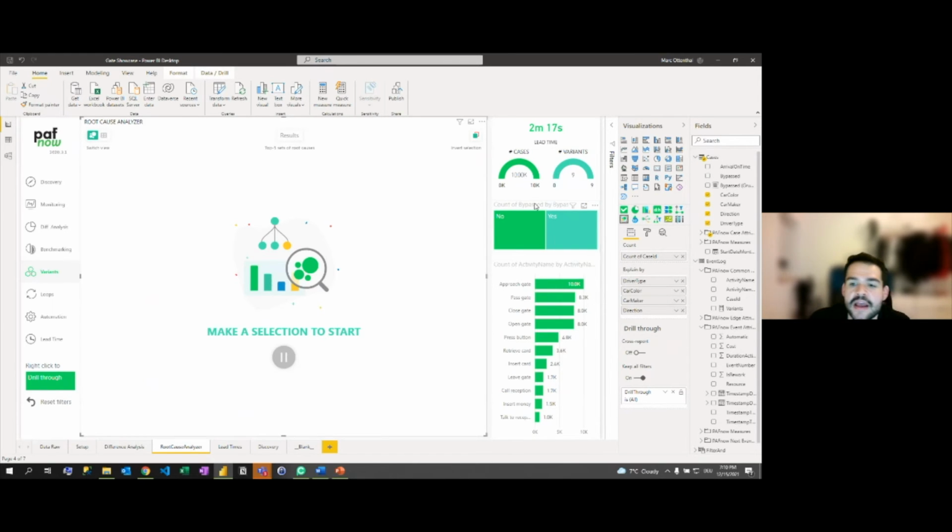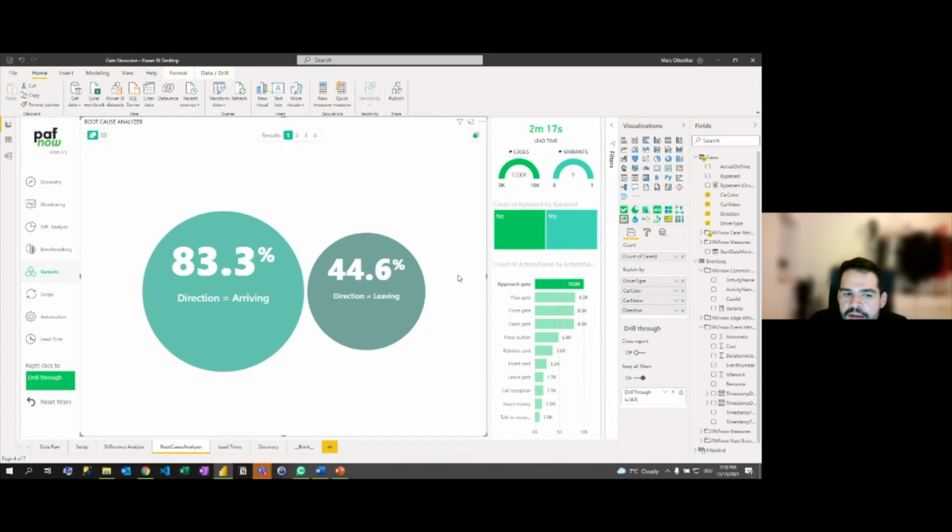And on the right side, I've built two things. First of all, here we see lead time, sure enough, cases and variants, and we see count by bypass. So we can basically do, did someone bypass, did someone not bypass, we could select that. And here we see basically all of the activities that someone went through. So we could, for example, select approach gate, and we would just see, okay, sure, 10,000 cases. So all of the cases, everyone always approached the gate, and we see, okay, in some of the cases, someone was arriving, in some of the cases, someone was leaving. So that's not really like telling us anything.